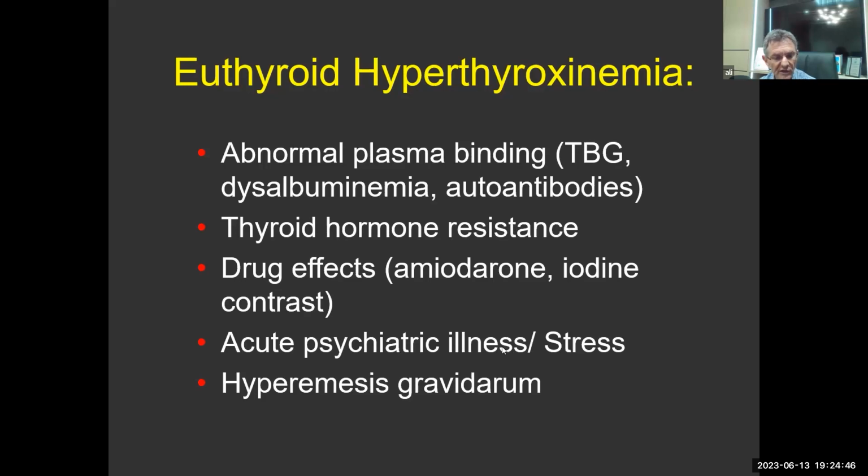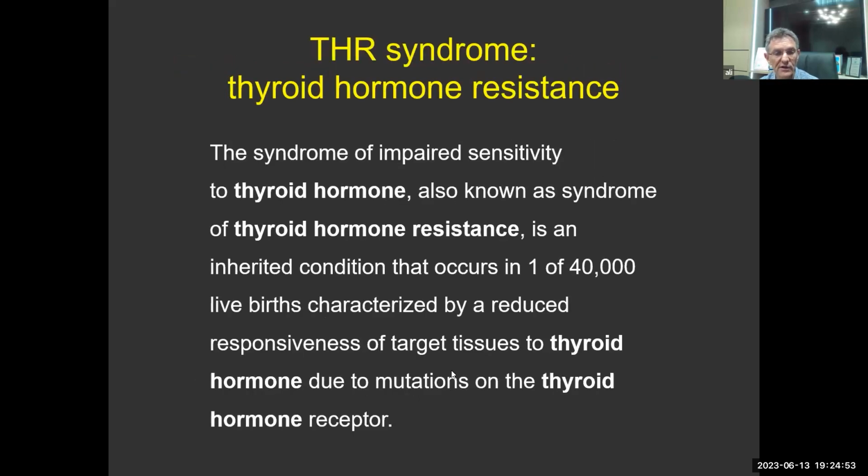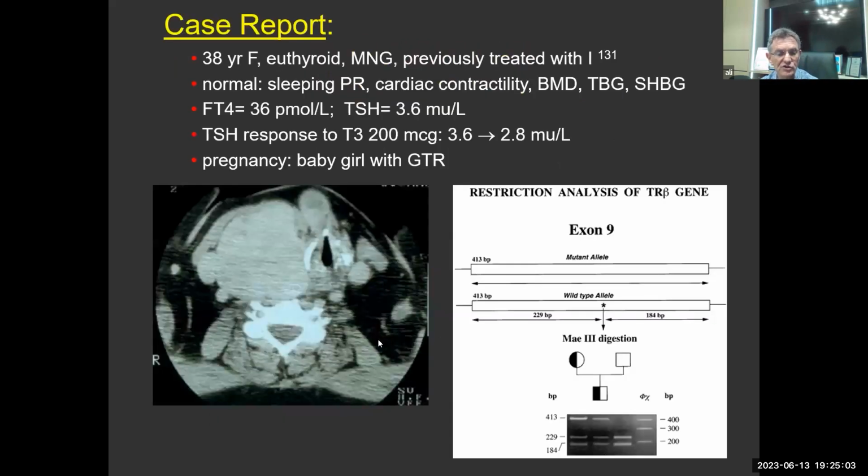There are these other conditions then which can result in euthyroid hyperthyroxemia, and one is thyroid hormone resistance, the other is acute psychiatric illness, and the final one is hyperemesis. So let's go through that and I'll just show you a little bit. So thyroid hormone resistance syndrome is very rare. And I don't want to spend a lot of time on that, but I just want to show you a little bit about this condition.